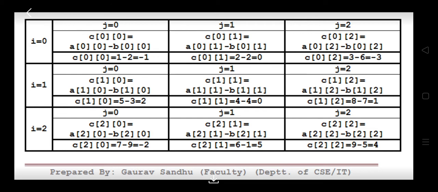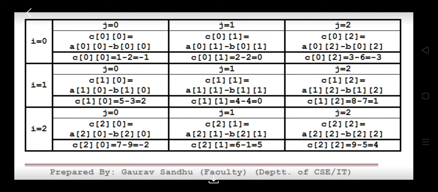Now when the value of i is 0 and the value of j is 0, this means that we will be working on A00 and B00, and after subtracting the contents of A00 and B00, the result will be stored in C00, which is 1 minus 2, and the result will be minus 1, which will be stored at C00.